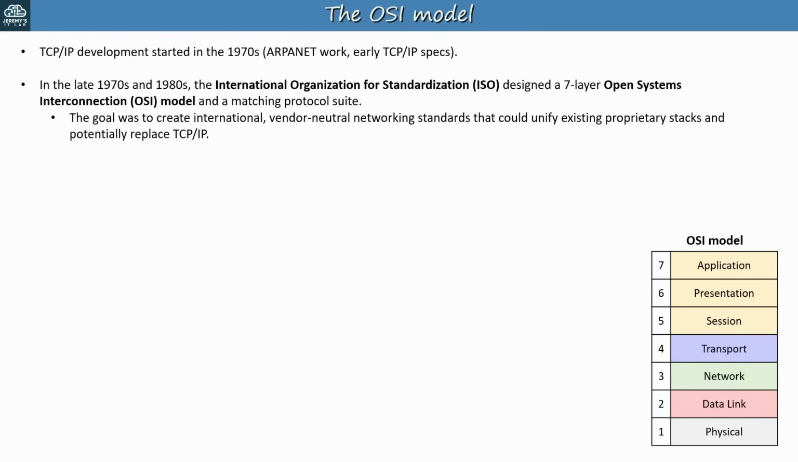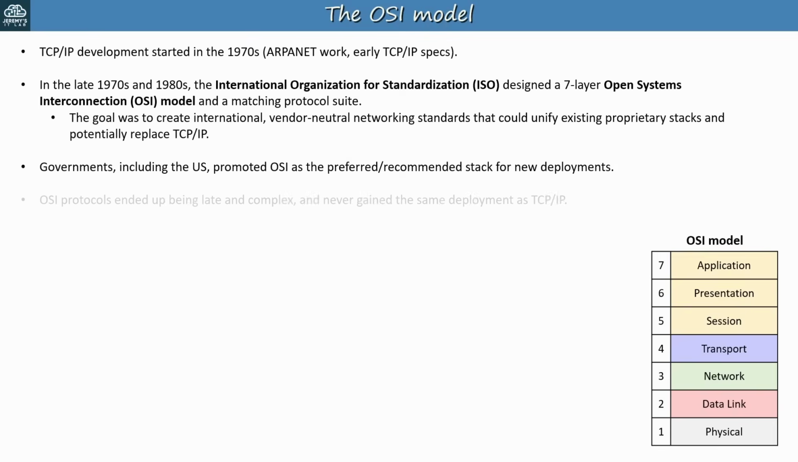Governments, including the US, promoted OSI as the preferred or recommended stack for new deployments. And for a while, many people thought OSI was the future. But OSI protocols ended up being developed too late and were too complex, and they never gained the same level of deployment as TCP/IP. I wasn't around at the time, but my understanding is that this was largely due to the bureaucratic nature of the approach to developing OSI and its protocol stack. The process was very top-down.